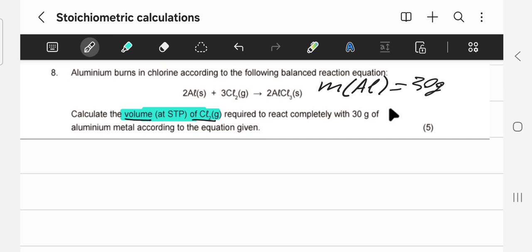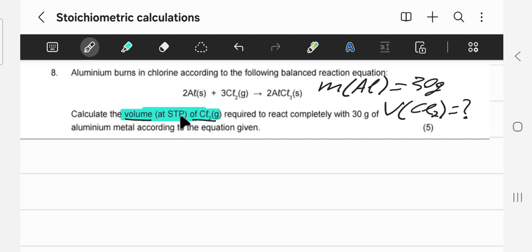Then we are also asked to find what? We need to also write what we are looking for. We are asked to find the volume of the chlorine gas. That's what we are looking for. Why am I putting these things down? It's because these things help me to know which formula I'm going to use. But another thing about the volume that I'm looking for is that it's at STP. Calculate the volume at STP of Cl2.